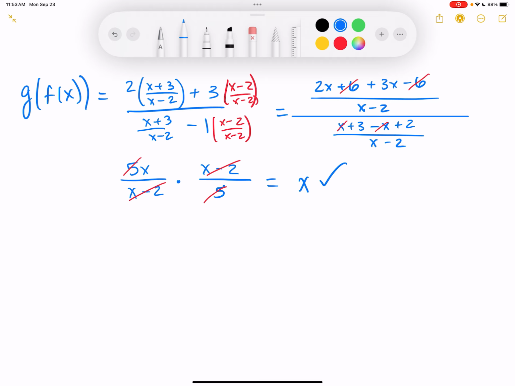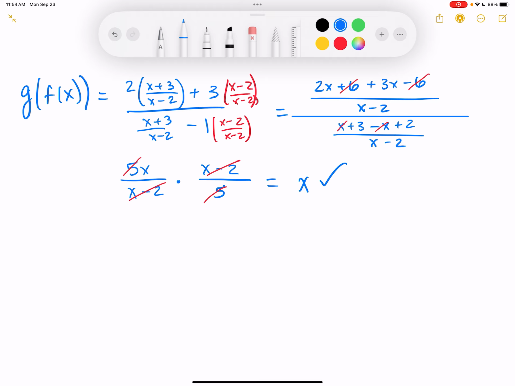When I did this, I went ahead and distributed. Again, I was trying to eliminate writing it so many times. So 2x plus 6, that's the first part. And then 3x minus 6, all over the x minus 2. On the bottom, x plus 3 just copied. And then negative 1 times x, so negative x. And then negative 1 times negative 2 is positive 2 over x minus 2.